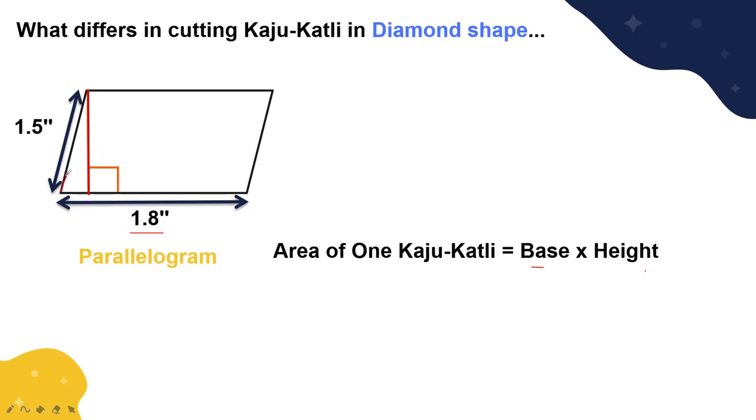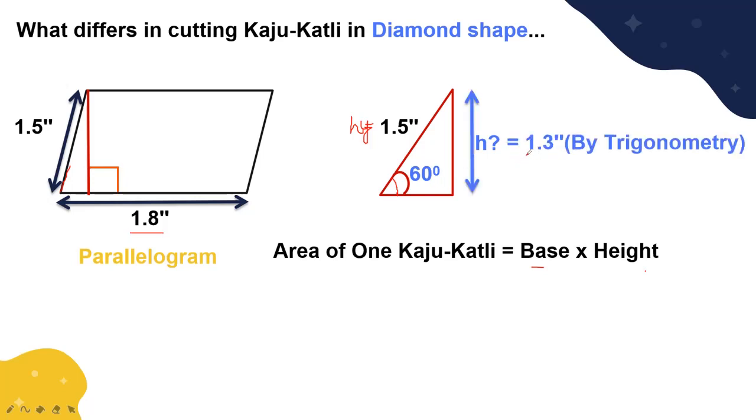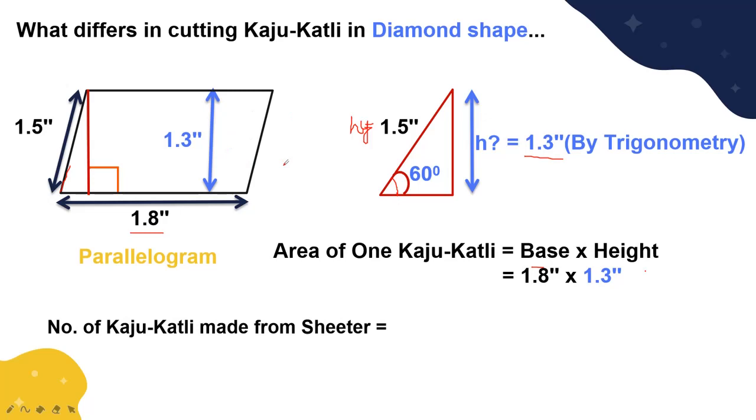So we will take this small triangle from here separately. Now in this triangle, what we know is 1.5, which is the hypotenuse, and this is the height that we want to evaluate. Now if we assume this angle is a 60 degree angle, then by trigonometry, the height will come out to be 1.3 inches. Okay. So that means the area of one Kaju Katli will come out to be 1.8 times 1.3.